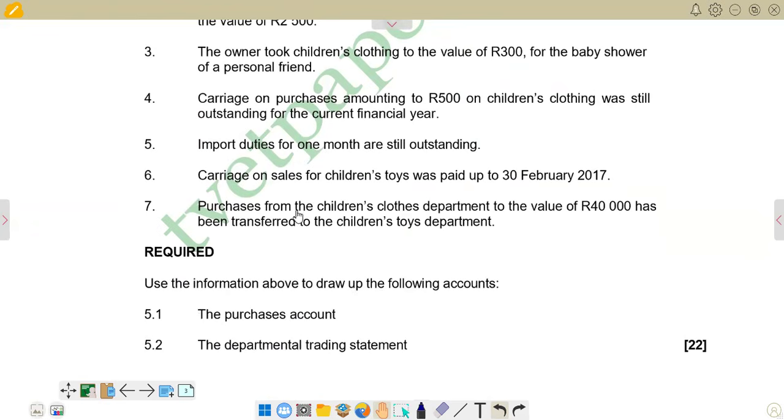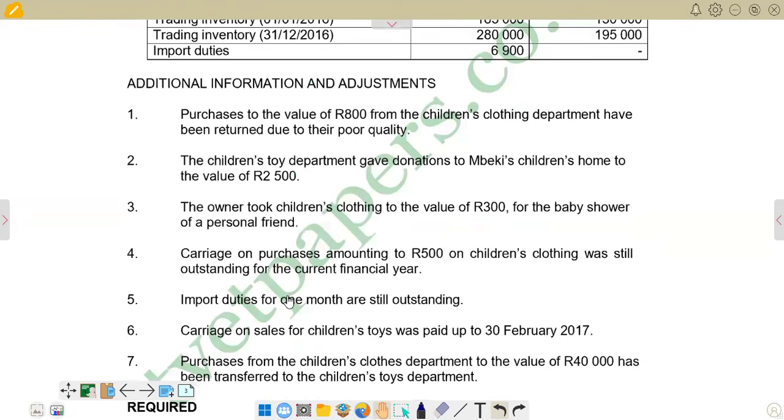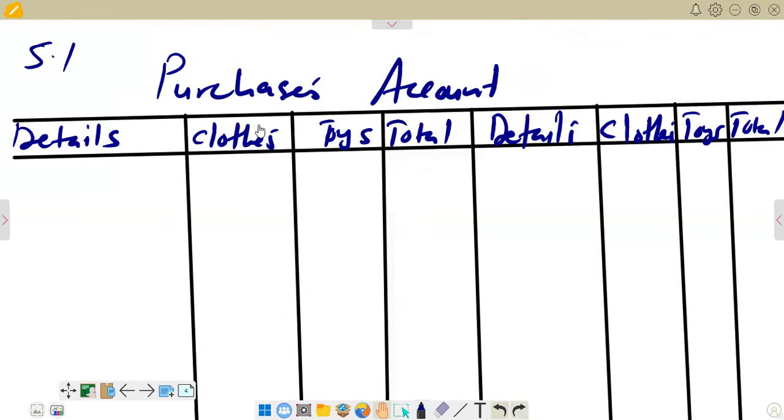So you see that in terms of the additional information, we are supposed to go through all the additional information that we are given so that we can locate where adjustments need to be done. If you go to our answer section, you see we have our already prepared purchase account, whereby we have a column for clothes, toys, and then total. So we are just going to enter as such.